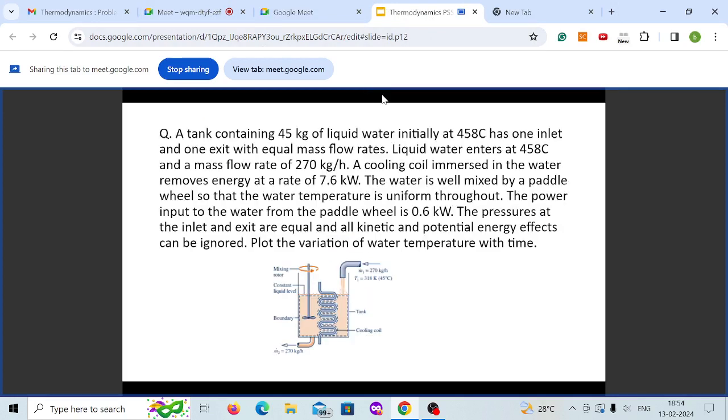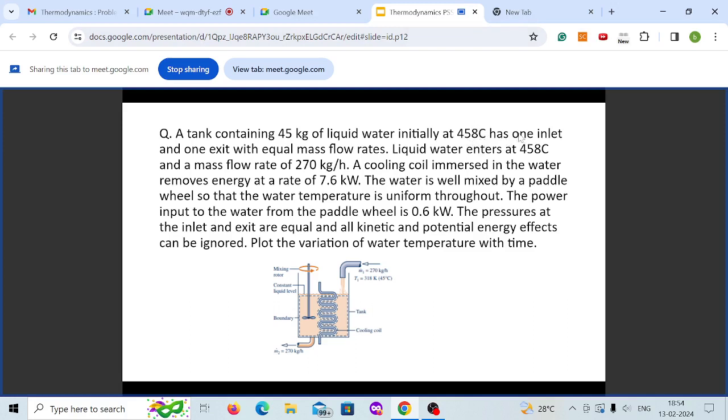So we have the next problem. You have a tank containing 45 kilograms of liquid water initially. So we have a tank. In this tank we have 45 kg of liquid at 45 degrees Celsius. It's not 145, I will make the correction here.